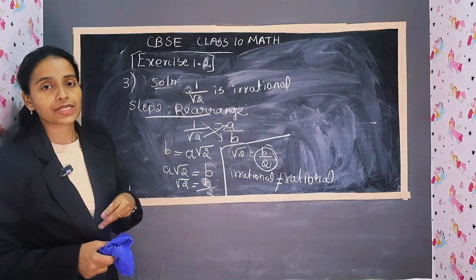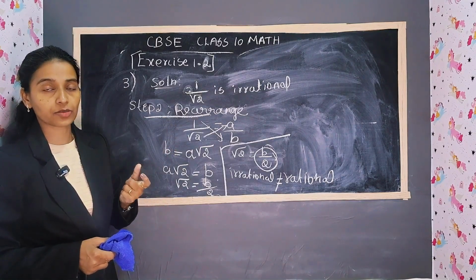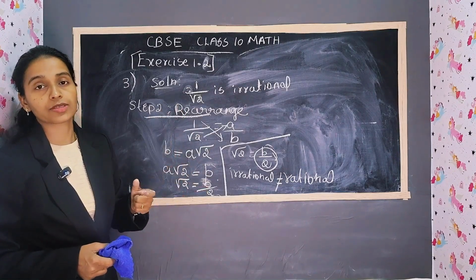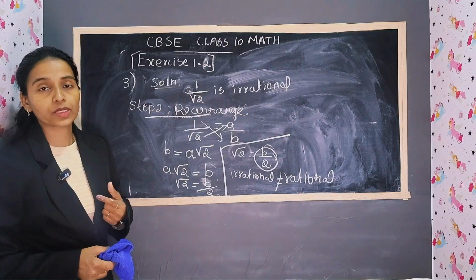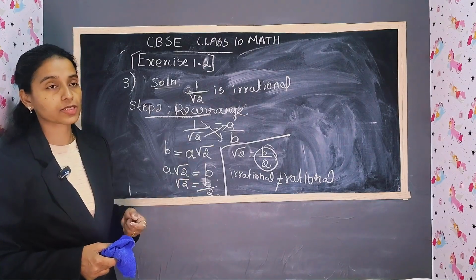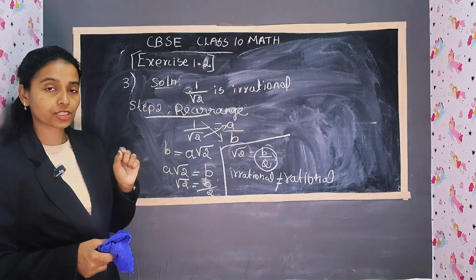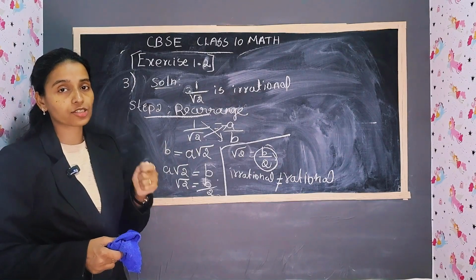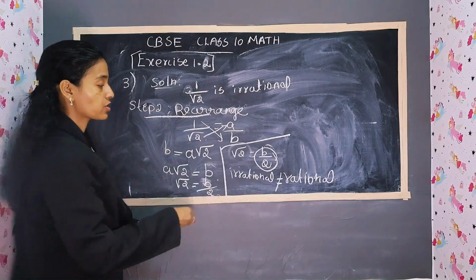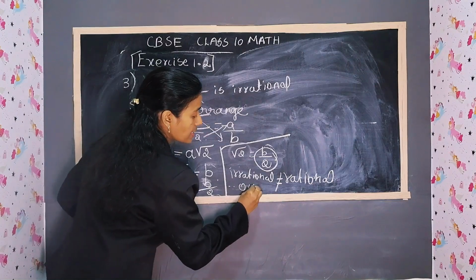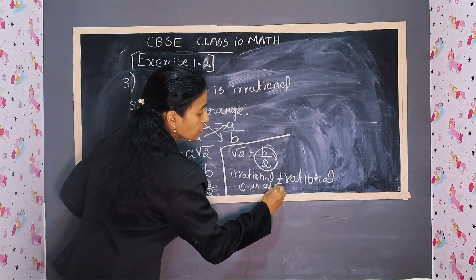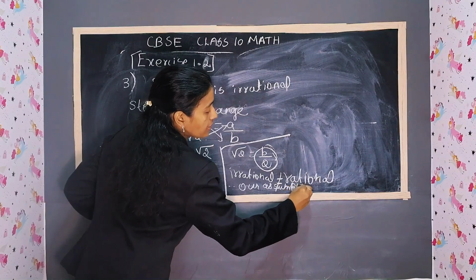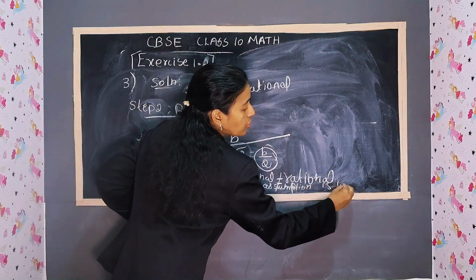This is the basic thing. I already discussed this in my introduction video on irrational concepts. If you check out that video, you'll be able to understand these concepts. So proof by contradiction is nothing but proving our assumption is wrong. Finally, our assumption is wrong.